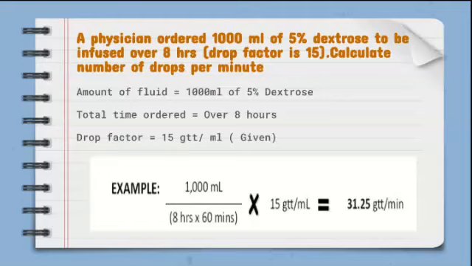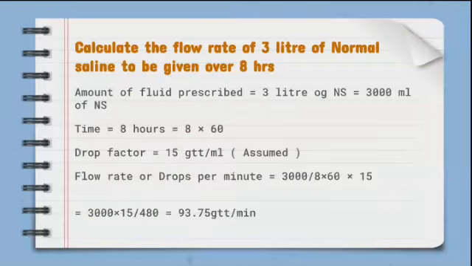So here the amount of fluid is 1000 ml. So 1000 ml divided by the time for running, which is 8 hours. You have to convert it into minutes. So 8 into 60 and into the drop factor, which is 15. So you will get the answer of 31.25. You can round off or you can write as it is, 31 drops per minute. Okay, so this is another calculation.